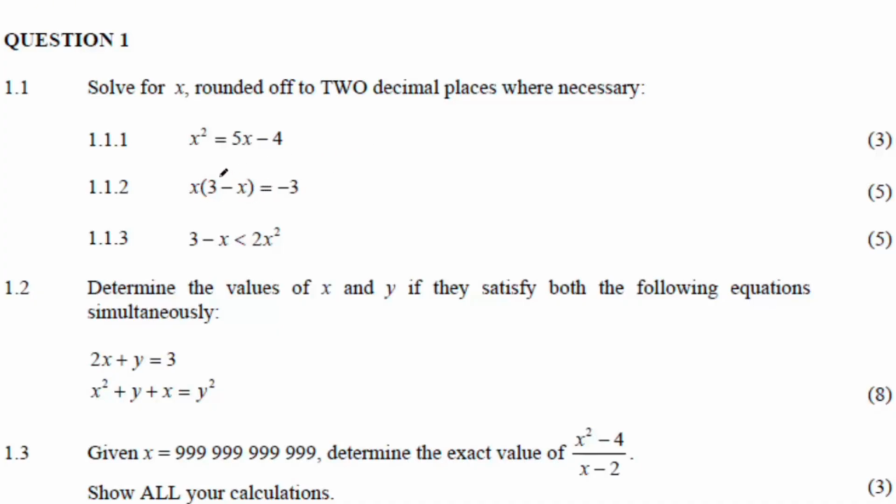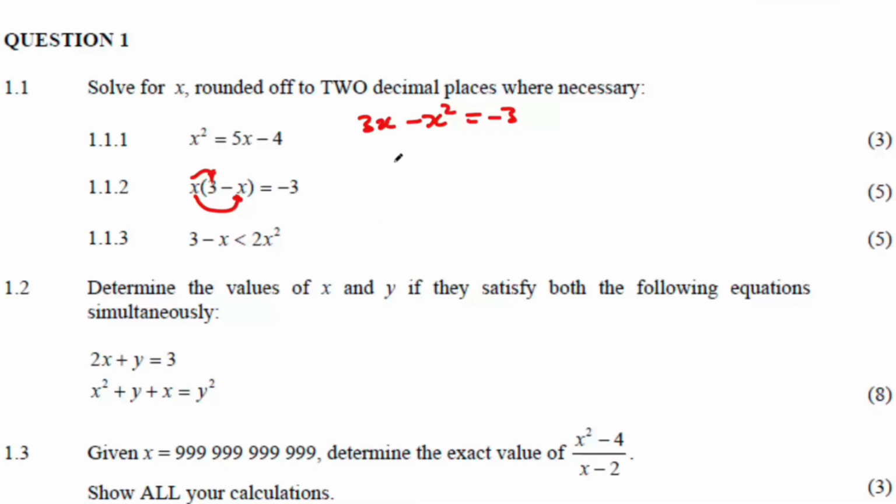So we'll take the x and multiply it with the 3, and then take this x again and multiply it with the minus x. Let's start. x multiplied by 3 will give me 3x. And then x multiplied by minus x will give me minus x squared. And all this is equal to minus 3. Brilliant stuff.